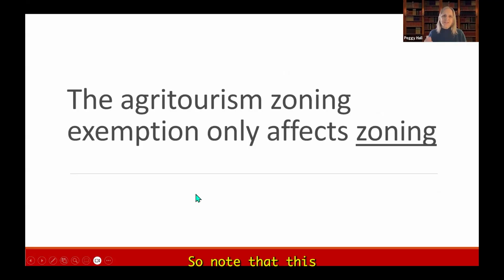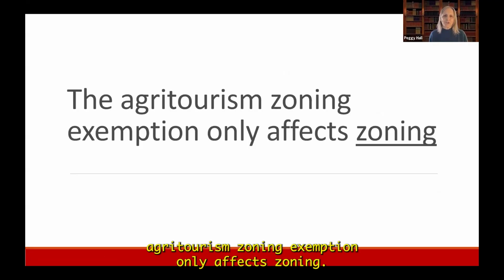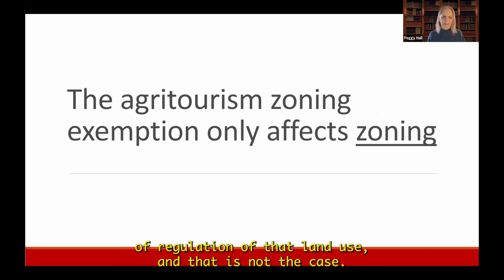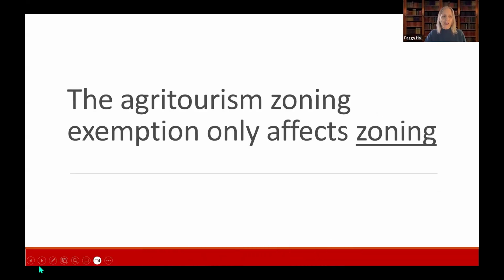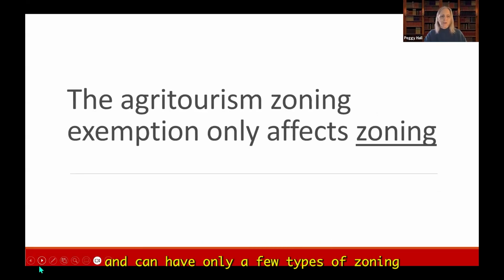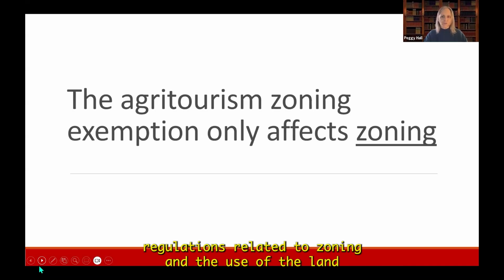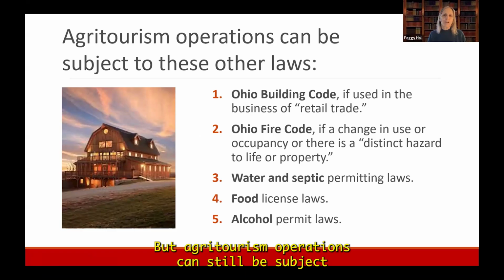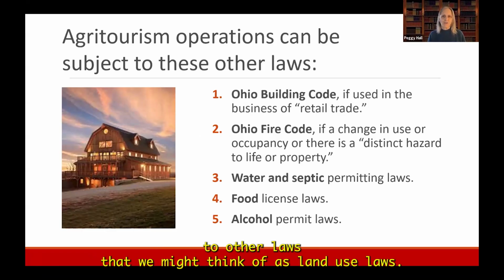So note that this agritourism zoning exemption only affects zoning. I find often that people are confused and think that it exempts from any type of regulation of that land use, and that is not the case. Agritourism activities can't be prohibited by zoning, and can have only a few types of zoning regulations related to zoning and the use of the land from the zoning perspective, but agritourism operations can still be subject to other laws that we might think of as land use laws.